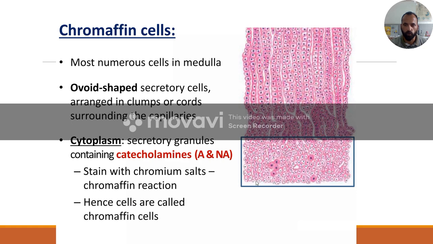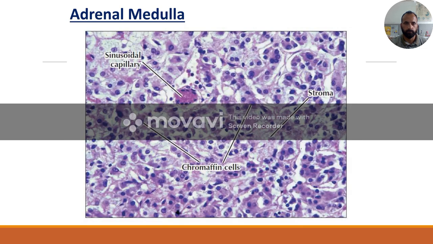Chromaffin cells are the most numerous in this part, and the cells are ovoid in nature. You can see the ovoid shaped cells, and they secrete the catecholamines, adrenaline or noradrenaline, as you call them. Why do we call them chromaffin cells? Because they get stained with chromium salt, and because of the reaction with the chromium salt you have the chromaffin reaction, hence they are called chromaffin cells.